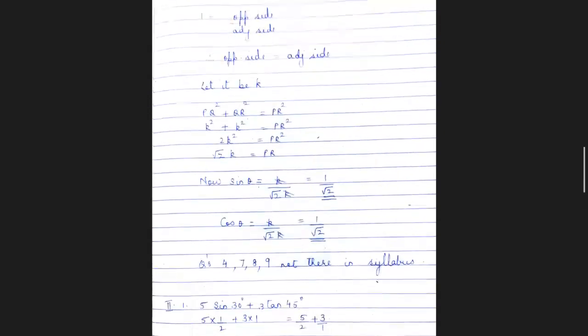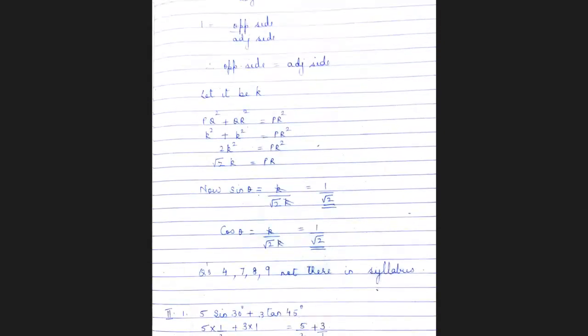Now I have done question numbers 1 and 3. Now 4, 7, 8, 9 are not there in your syllabus. The remaining few questions which are there, you can try it out as I have shown you how to do it. You can use any one of these methods to do. Okay.